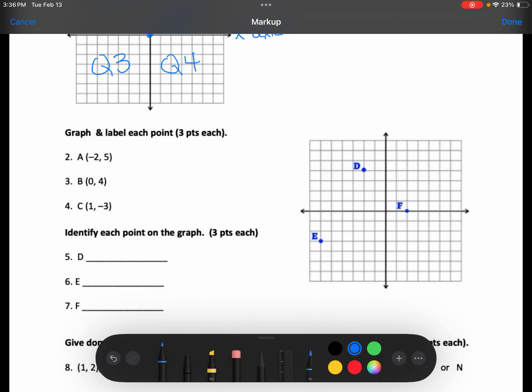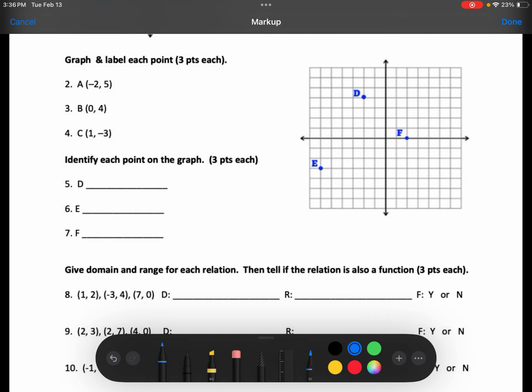Okay, the next part is graph and label each point. So for 2, 3, and 4, you're going to graph them on this graph right here. So A is -2, 5. So the -2 is your x, and the y is the second number.